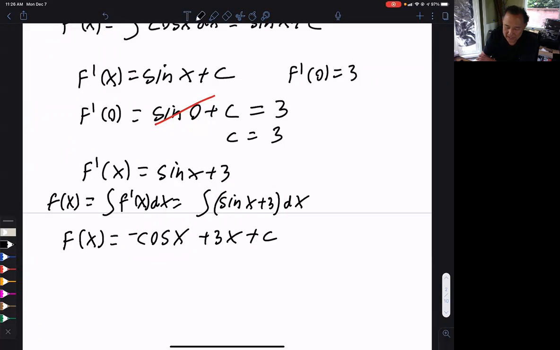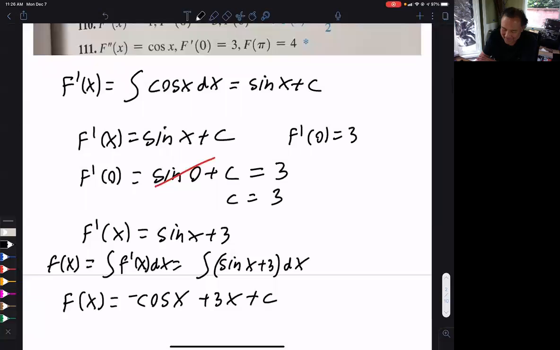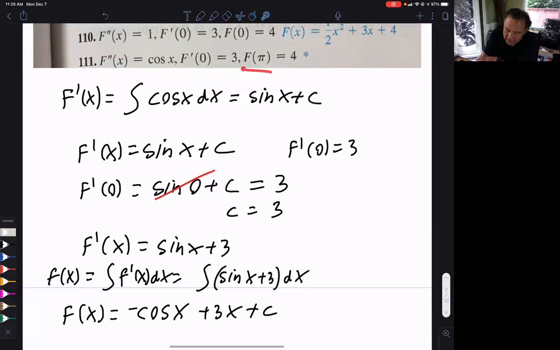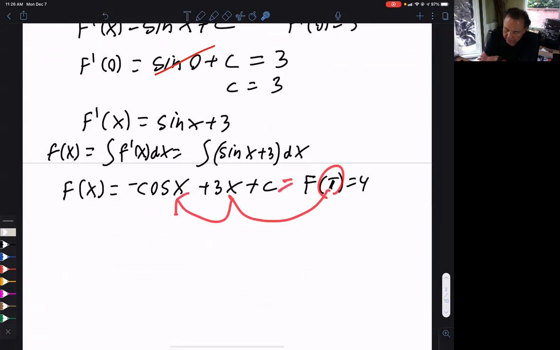I want a specific solution. I can't remember the name of it. It's called something, I can't remember what it's called. But we know this. F of pi is 4. They tell us that. F at pi is 4. That means if I plug in pi for x, this whole thing will equal 4.